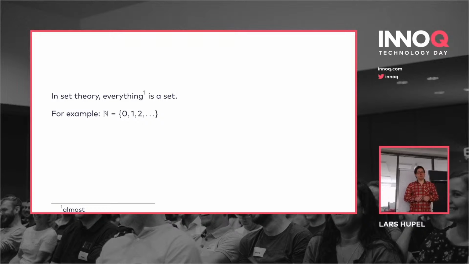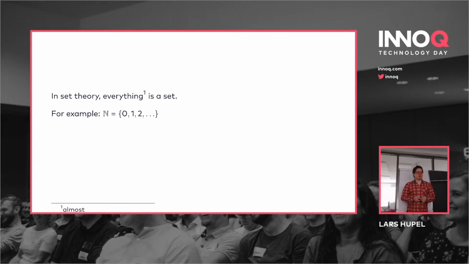Now, in set theory, almost everything is a set. For example, you can have the natural numbers, and that's a set. So 0, 1, 2, and so on. And if you go even deeper down the foundations, down this rabbit hole, you would find that even a number itself, like 0, can be defined as a set in set theory. But let's not go that far. We can take arbitrary objects basically and put them into a set. That's the main idea.